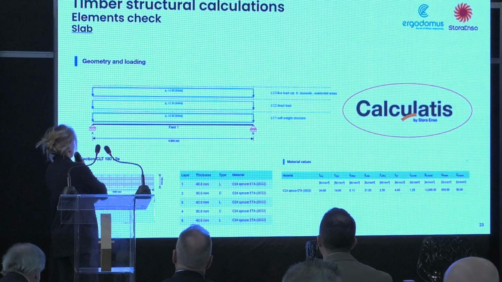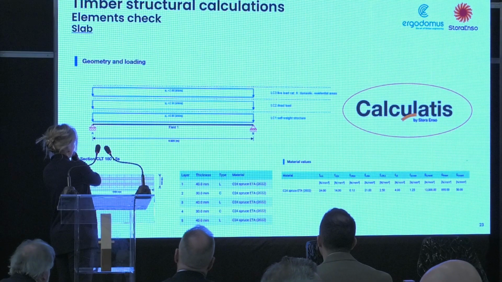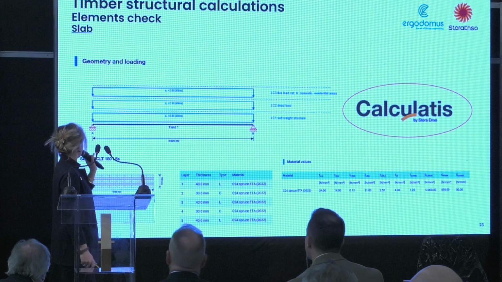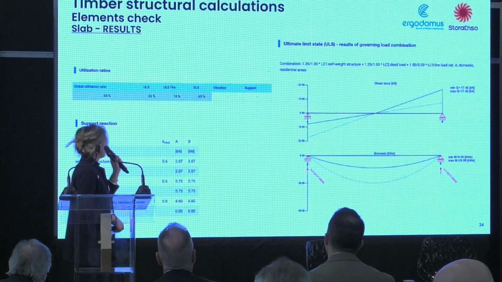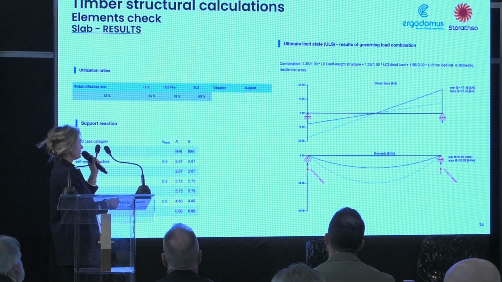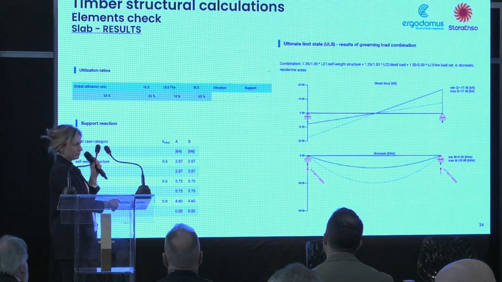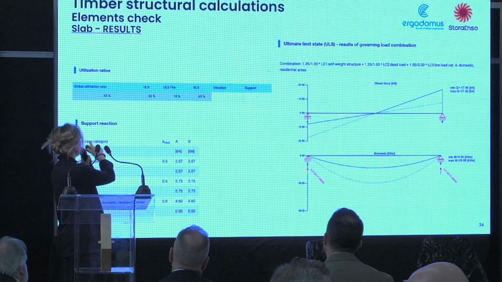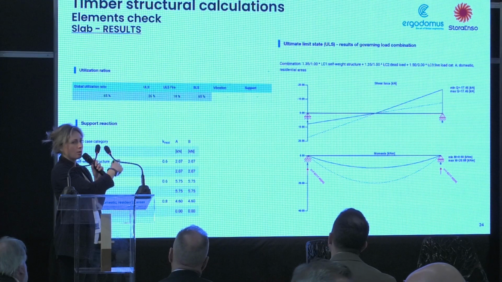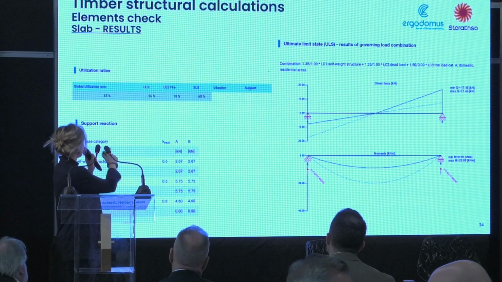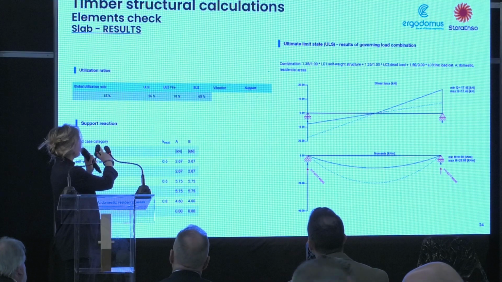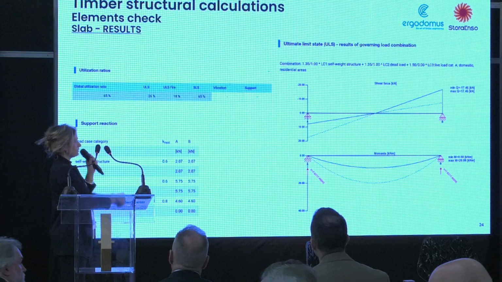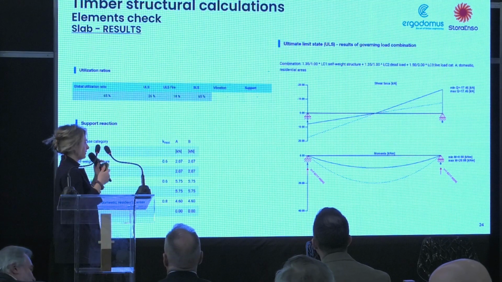We selected the CLT thickness. And the software itself can give you the results. The software itself can give you the utilization ratio of your panel. In this case, the color is green. You are utilizing the panel at 65% of its potential, so it's fantastic.